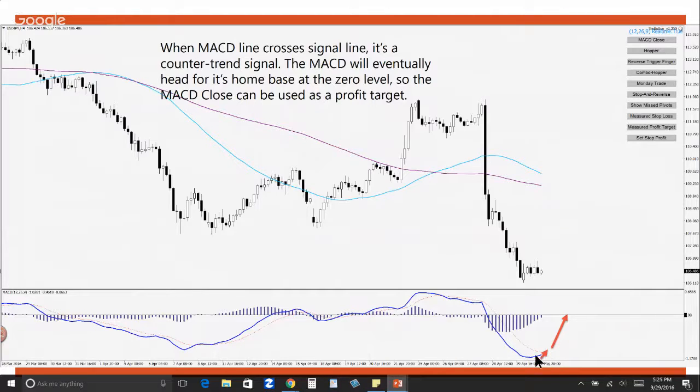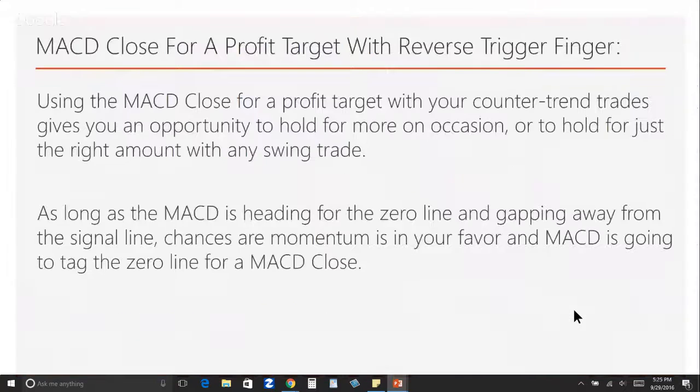Sorry, did I say sell? This would be a buy trade. I knew that didn't sound right. This would be a buy trade against the previous downtrending market activity. So it's a buy trade, and the anticipation is that the MACD line is going to make its way back towards zero. And so in this instance, the MACD close can actually be the profit target for this particular trade, getting you the most possible profit no matter how long it takes for the MACD line to find its way back home, back to the zero level.